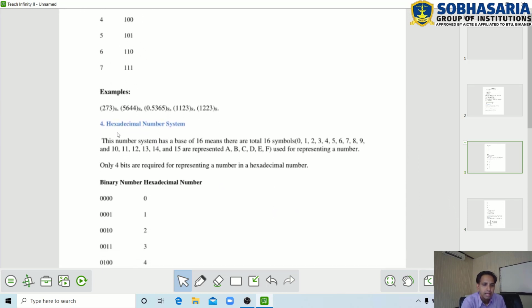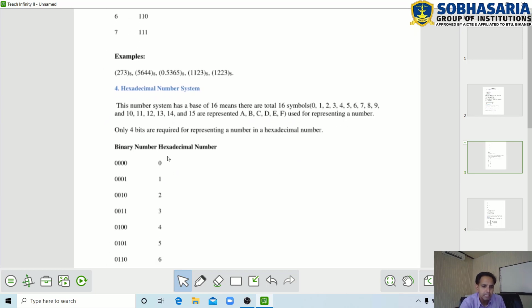Now, the hexadecimal number system. The hexadecimal number system has base 16. It means it has a total of 16 symbols, 0 to 9 and 10, 11, 12, 13, 14, 15. Here 10 to 15 are represented by the alphabets A, B, C, D, E and F respectively. These are used for representing a particular number.